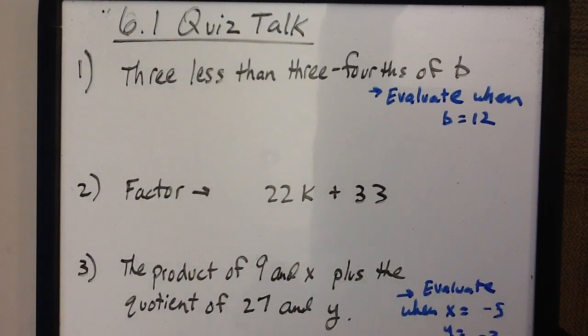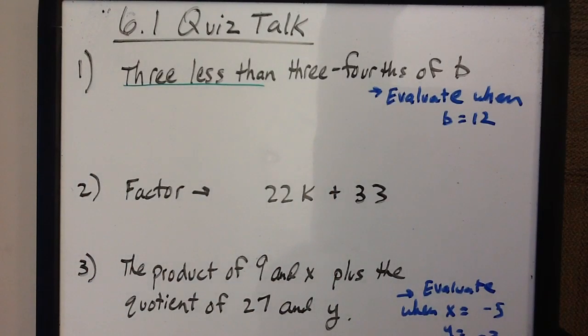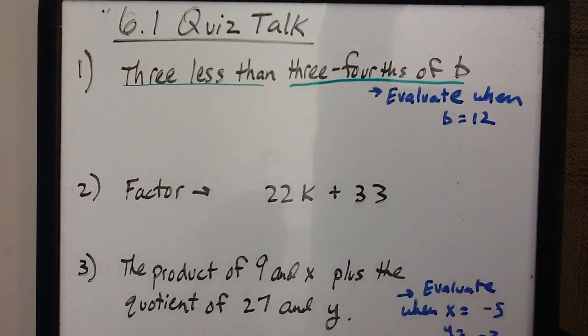Number 1, 3 less than 3/4 of b. So I know because it says 3 less than that I'm going to subtract 3 from something. Okay, so what do I subtract 3 from? Well, 3 less than what? 3 less than 3/4 of b.